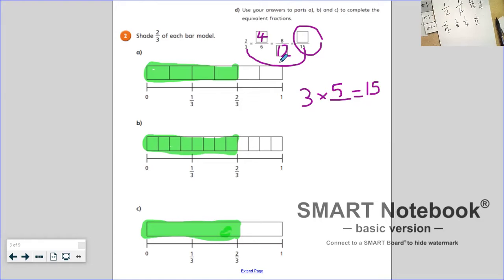So I know I've times my denominator by 5 to get me to the 15. So I must do exactly the same to the numerator. So whatever you do to your denominator, you do to your numerator. So I must also times that by 5. 2 times 5 is 10. So 2/3 is also the same as 10/15.